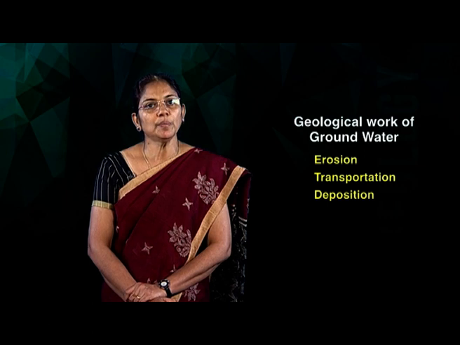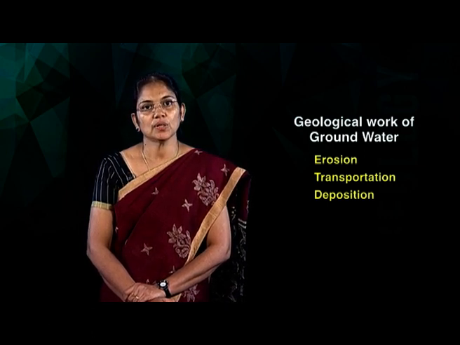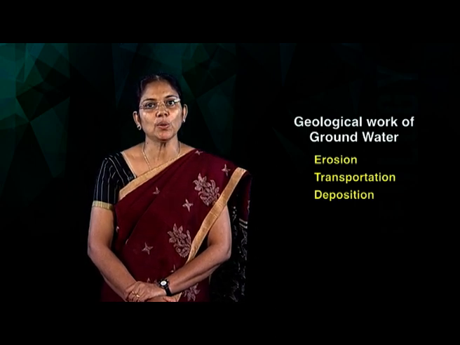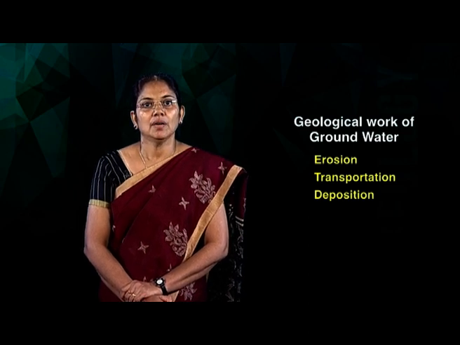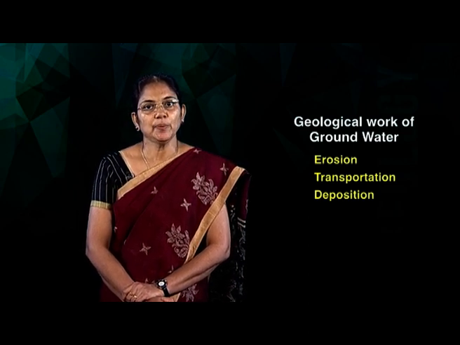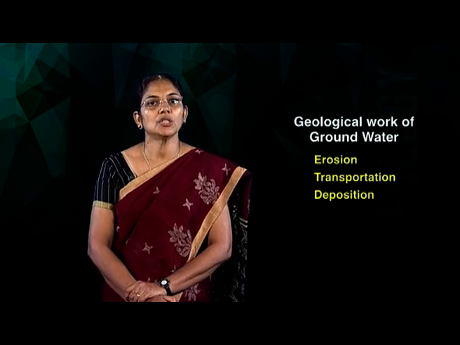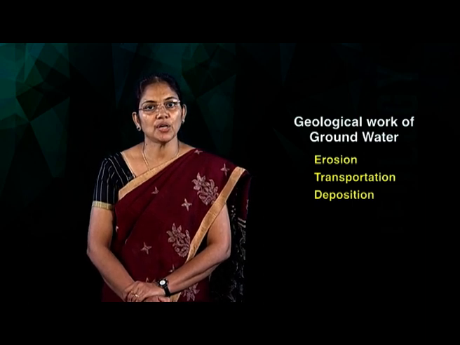Groundwater brings about erosion mainly through a chemical process, that is, mainly by solution action. Only through solution action does groundwater perform erosional work, which is particularly effective in regions of soluble rocks like limestone, dolomite, gypsum and anhydrite, rock salt, etc.